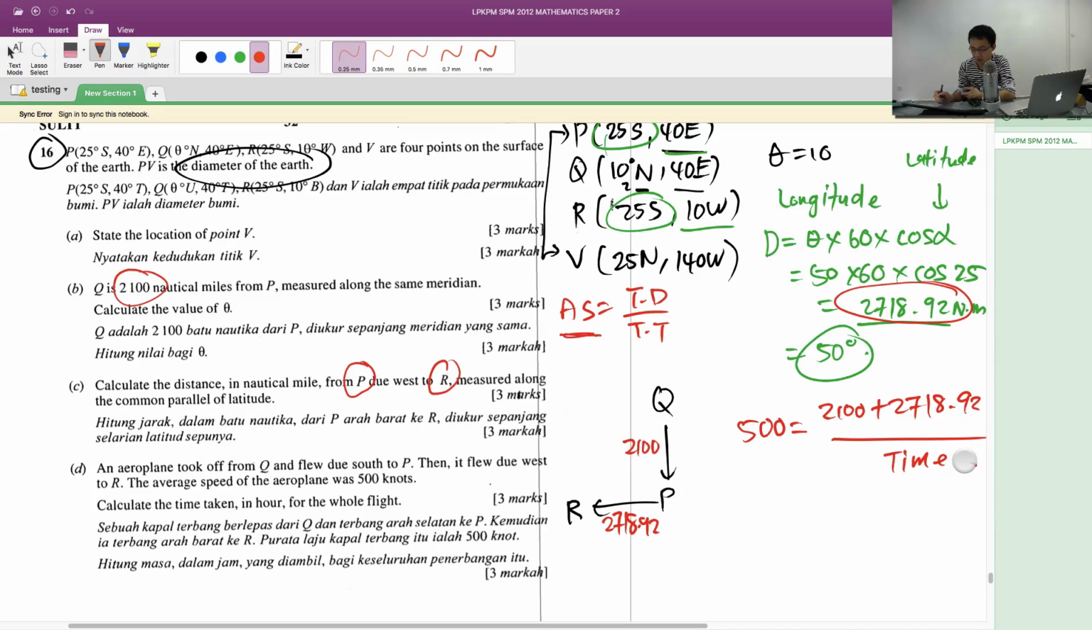Time is always in hours. So time equals, definitely I will add 2100 first. I get 4818.92 over 500. So divide by 500. It should be 9.64 hours. Okay, this is how we find the time. So far so good.